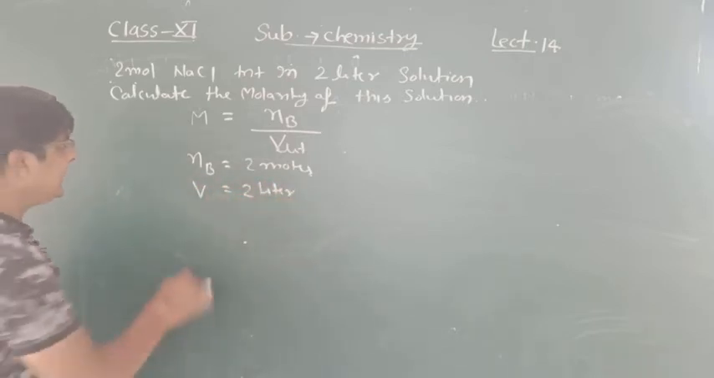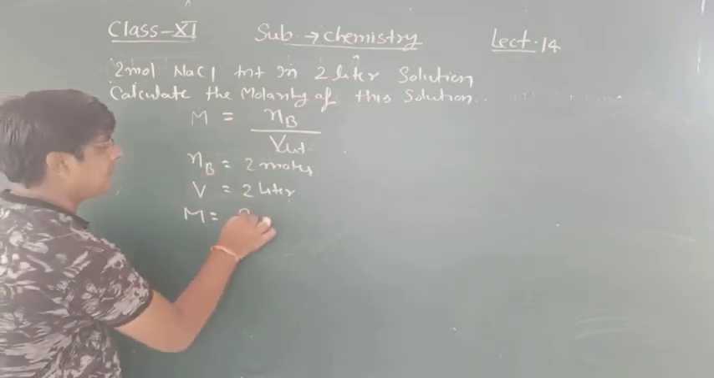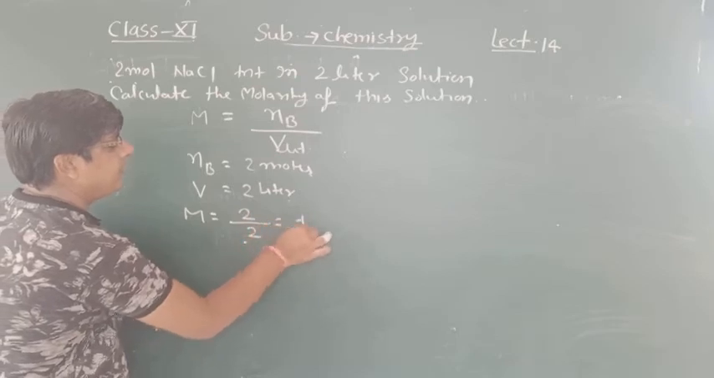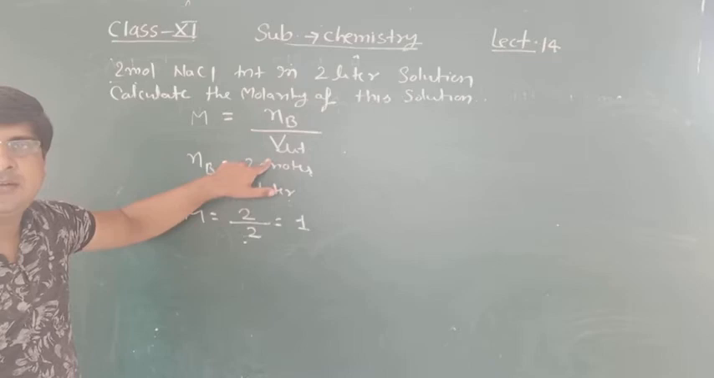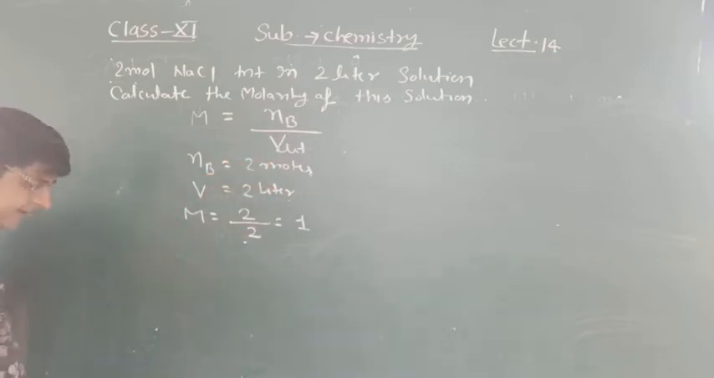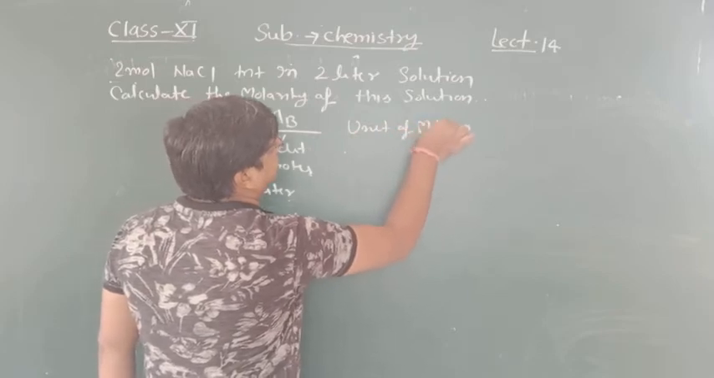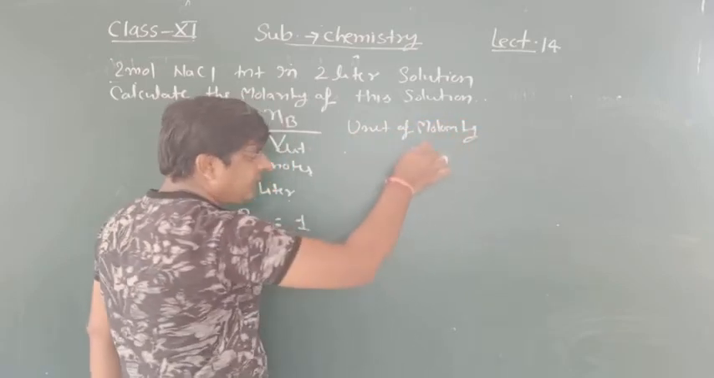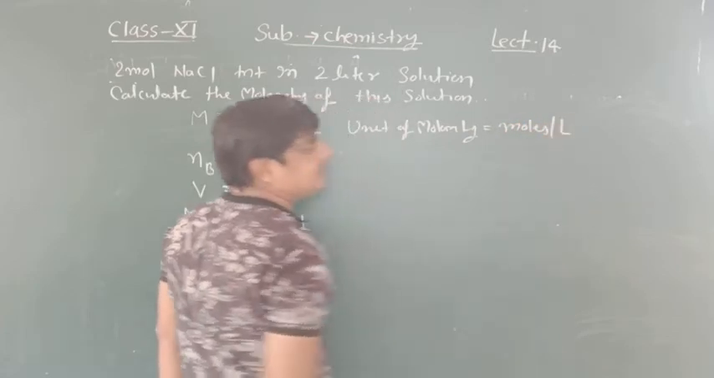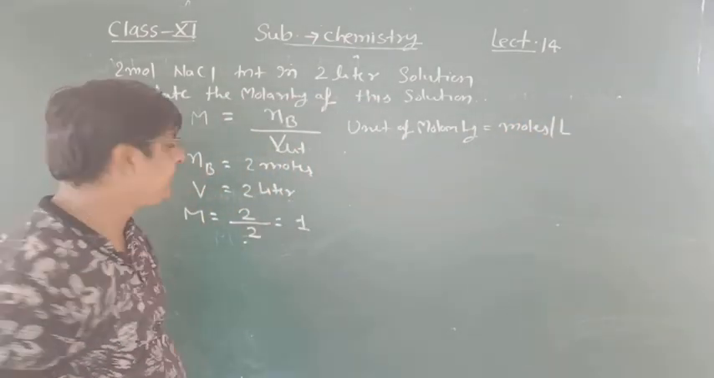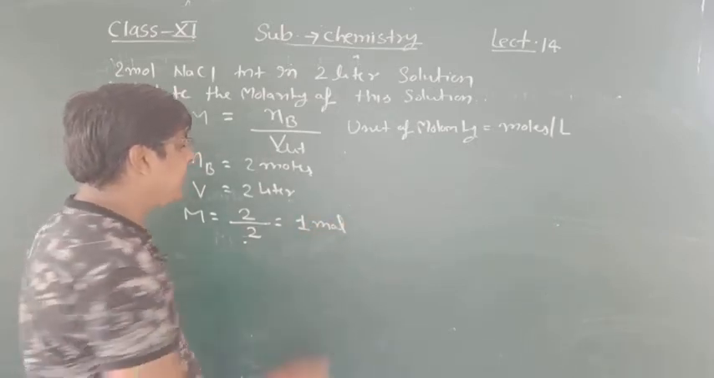So we can easily calculate the molarity. Molarity will be 2 upon 2, it means 1. And the unit of molarity is moles per liter. So unit of molarity is equal to moles per liter. Here the answer is mole per liter.